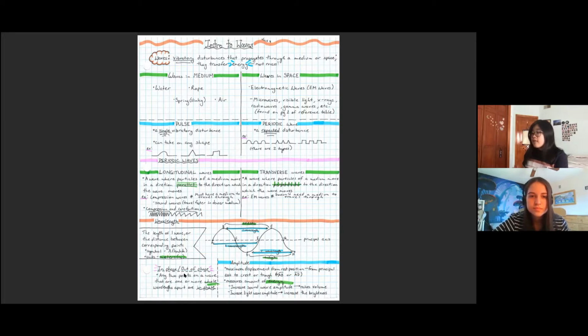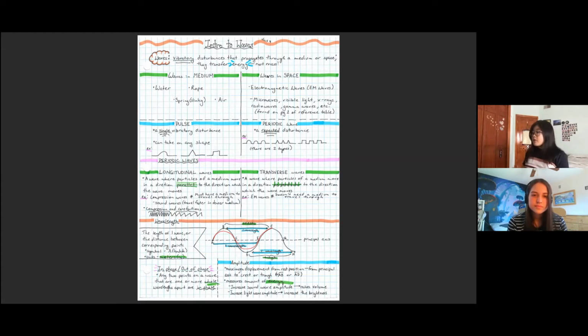So in phase and out of phase. Any two points on a wave that are one or more whole wavelengths apart are in phase. Keyword here is whole wavelengths. So if it's 1.5, it wouldn't be considered in phase. For example, this would be considered in phase. But if it were to extend just a little further, this would be considered out of phase because it's not one or two whole wavelengths.